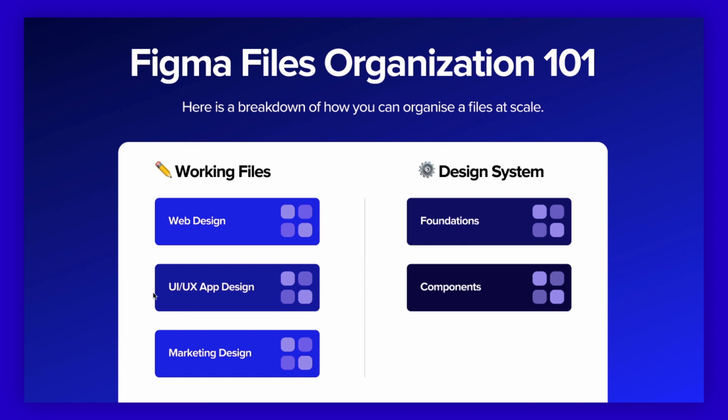So if your company, for example, has a web app, there will be a file dedicated exclusively to that. And then also one for miscellaneous marketing or graphic design materials, which can be useful for having this extra layer of division. Then when it comes to design systems, I found a lot of success in dividing the foundational elements of the design system in one single file, and then the components in another one.